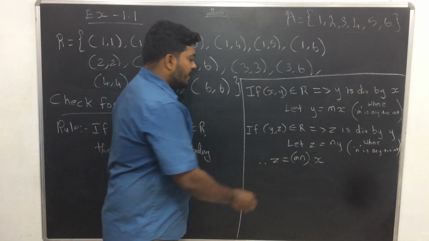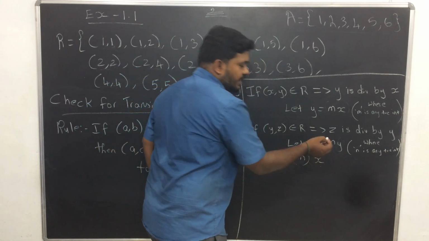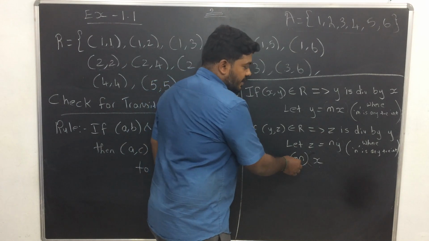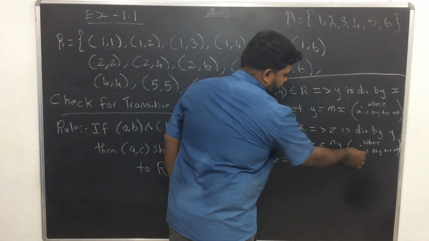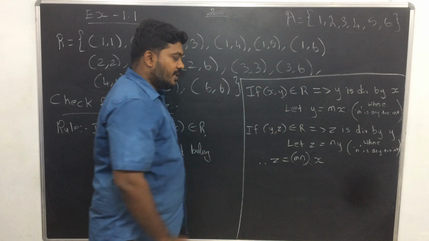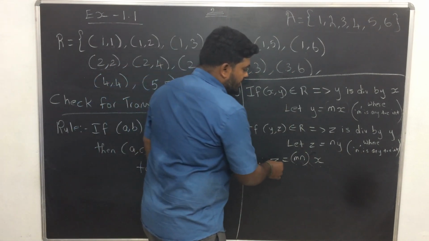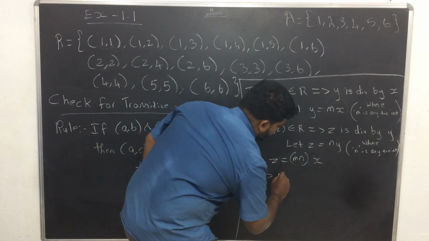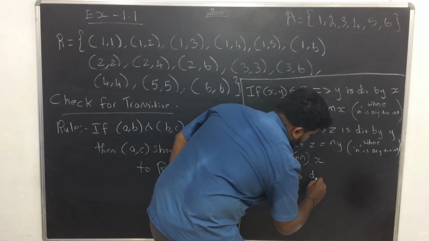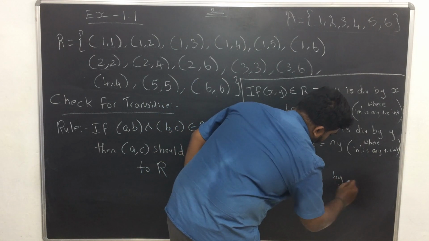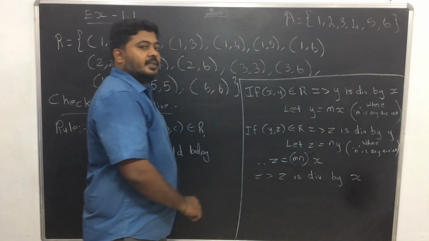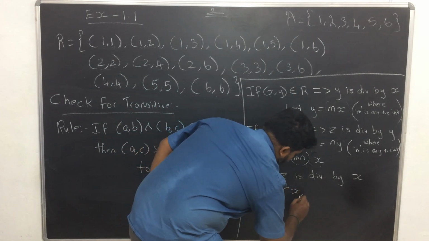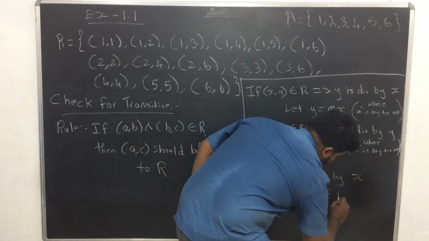So what does this mean? Z is m n times x. That is, m is a positive integer, n is also a positive integer. Multiply, you will get a positive integer. So z is equal to m n times x, which means z is divisible by x, which implies x comma z belongs to R.